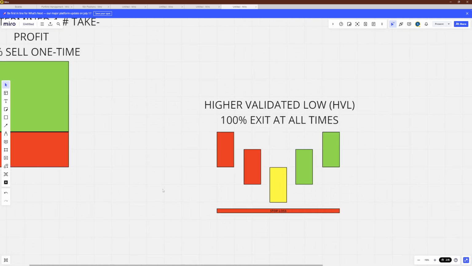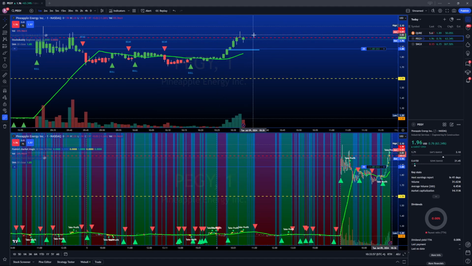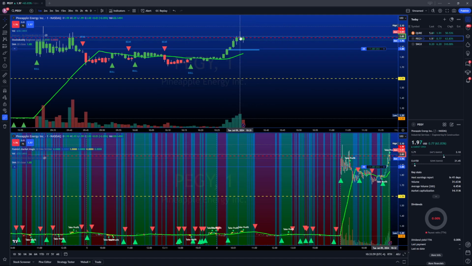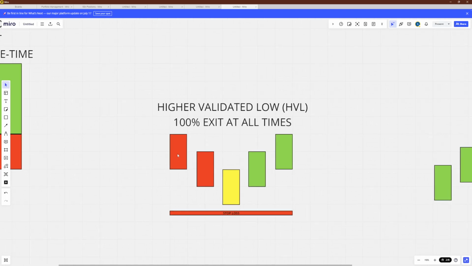So in this case, we enter, the price moves up, the price moves down, the price moves back up. As soon as we get that higher validated low, it'll look just like this, though the candles might be a little bit wonky. It's not always going to be perfectly a V shape like this, but you'll always have at least one candle here that has 2 candles to the left and 2 candles to the right with a higher low.